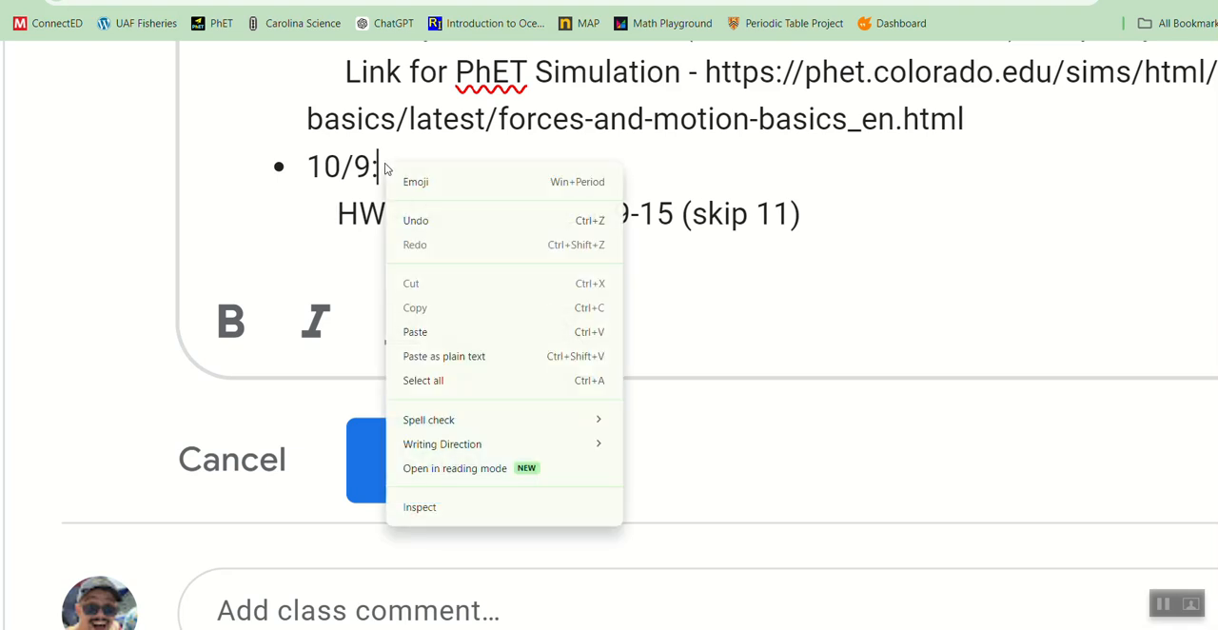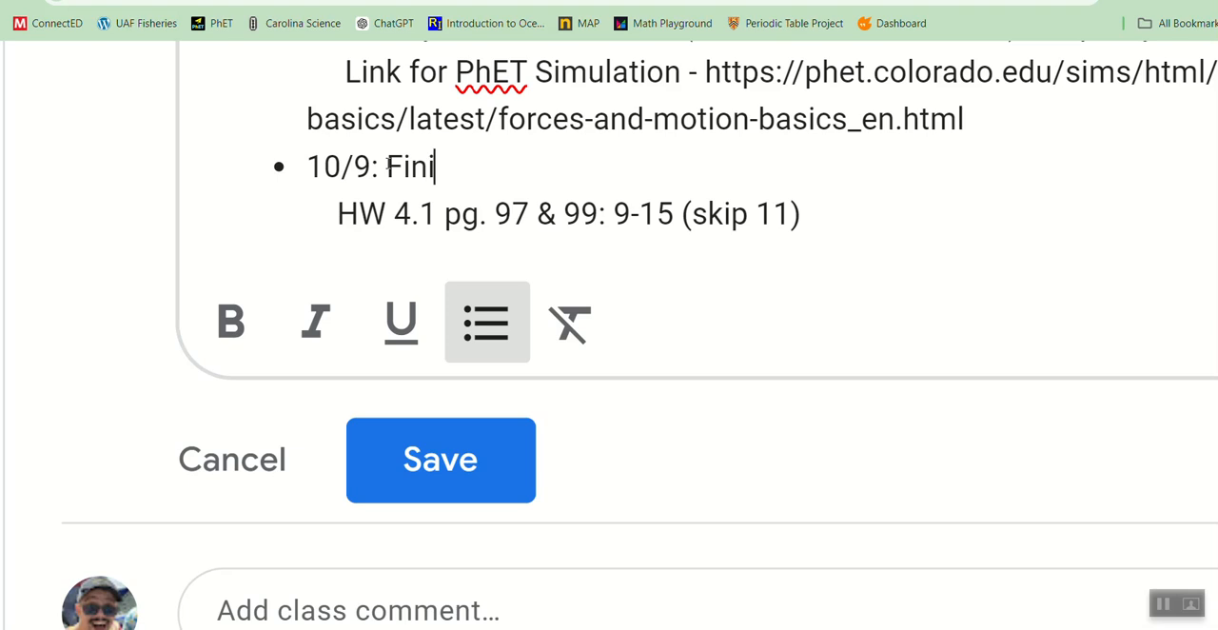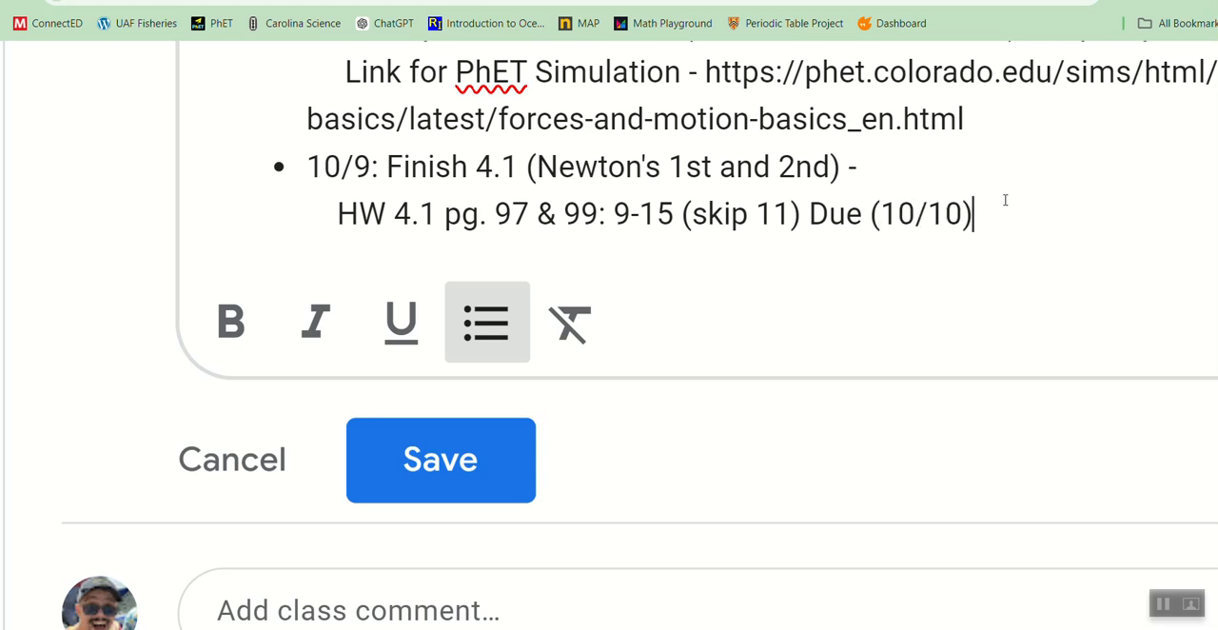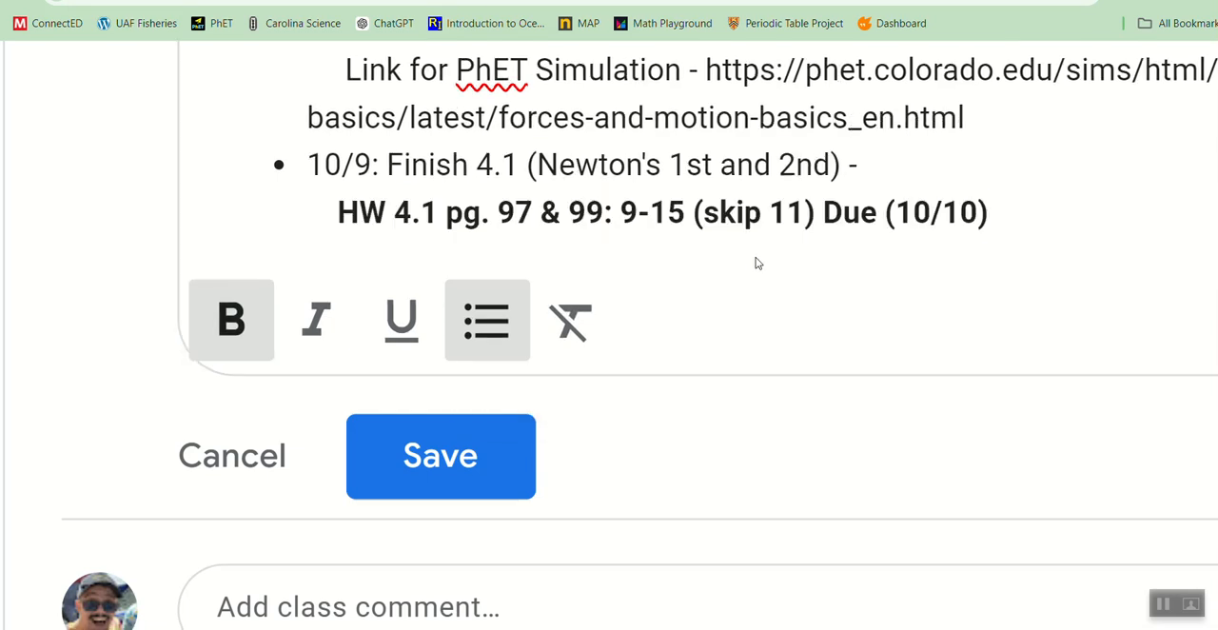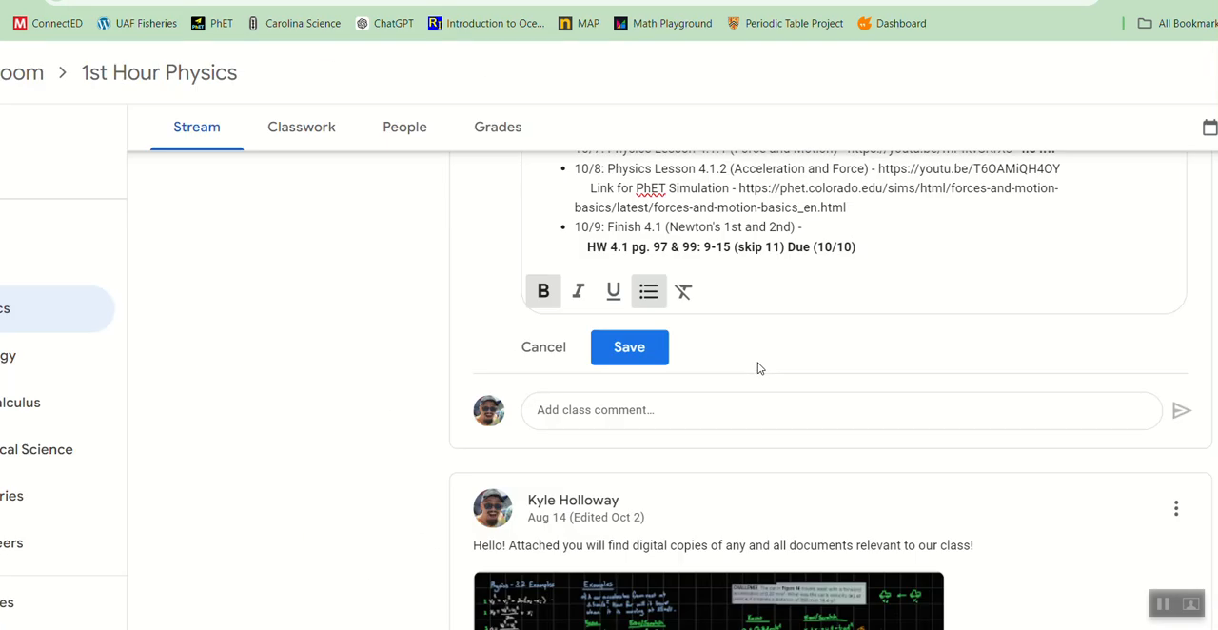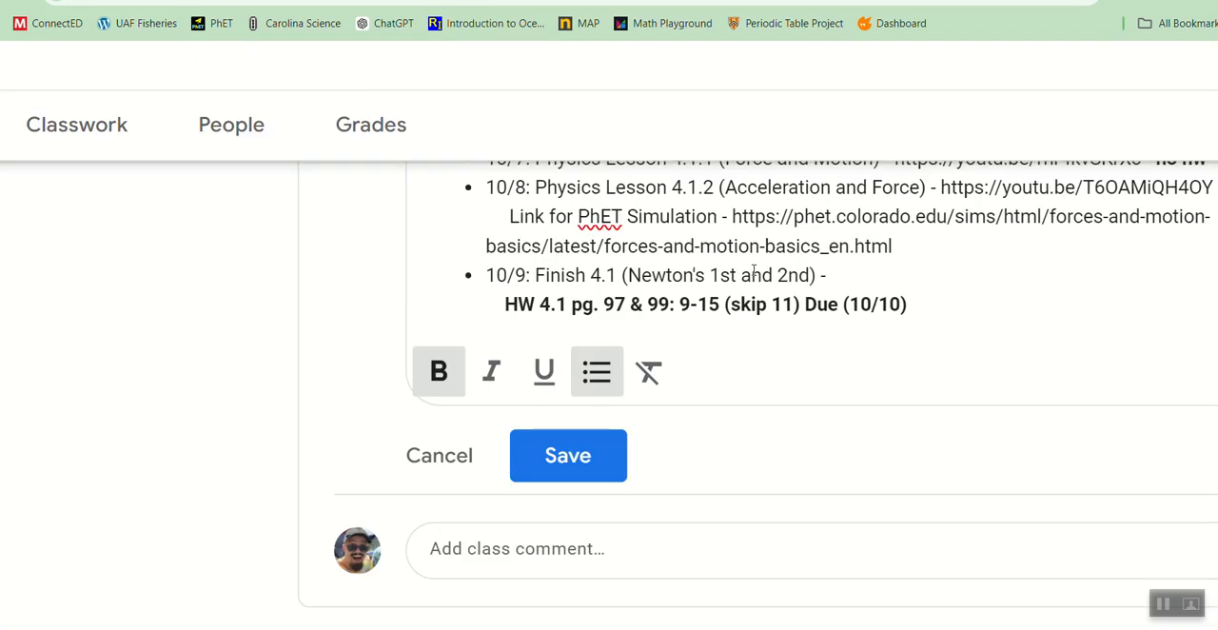And this is finishing 4.1, Newton's first and second laws. All right. So your homework will be due tomorrow, just so you guys know. Due 10/10. Cool. 13 minutes at this point to start and knock that out. I'll have you do that right now.